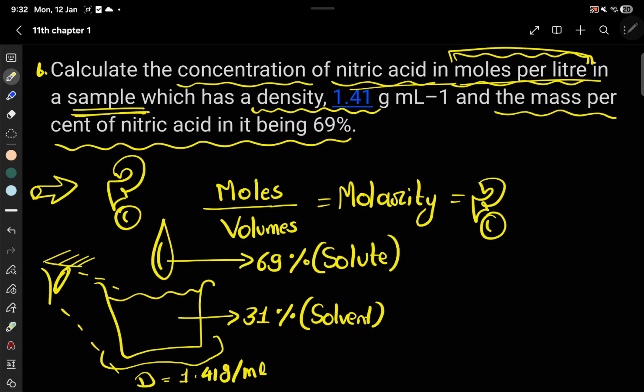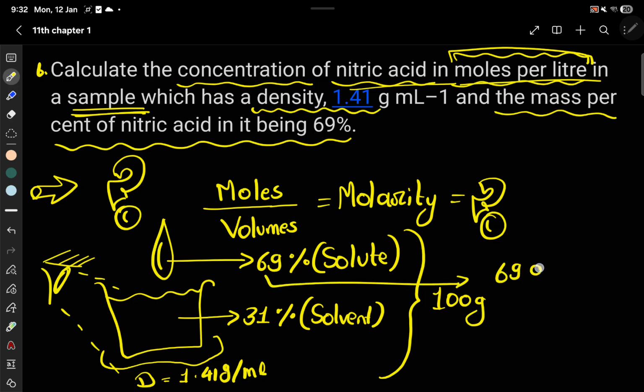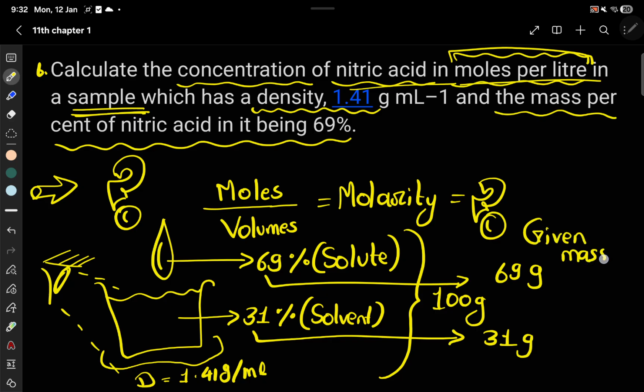Now if we assume that the total mass of this whole sample is 100 grams, then definitely the mass of solute, which is nitric acid, is going to be 69 grams, and the mass of solvent, which is water, is going to be 31 grams. It means that they have given you in the question the data, which is the given mass of nitric acid, 69 grams. Now let's write all the data which they have given you in the question.